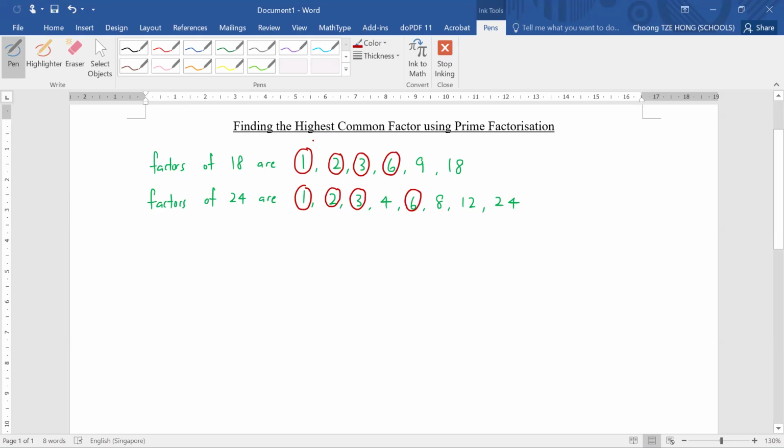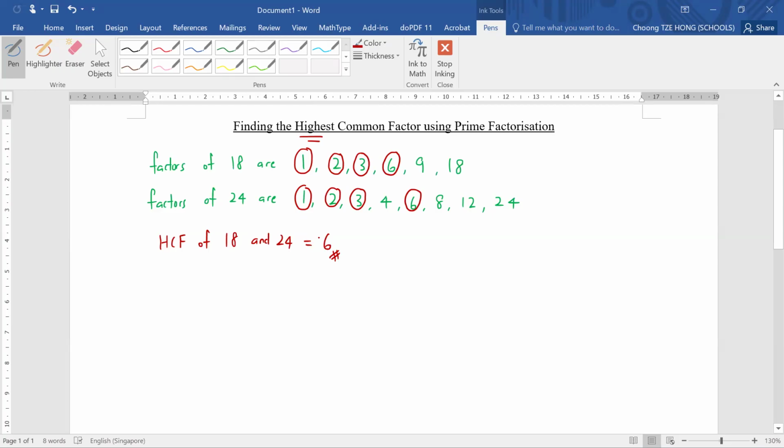But remember, what we want to find is the highest common factor. Among all these four factors that are common between the two numbers, 18 and 24, 6 would be considered the highest common factor. So the highest common factor of 18 and 24 is equal to 6. This is how we can identify the highest common factor between two numbers.